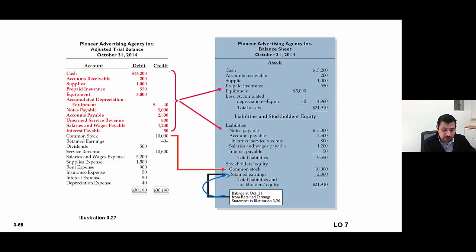Here we get to the balance sheet. We start with all the assets, and then we take the balances from the adjusted trial balance, then the liabilities, and after that we take the common stock. All these are from the adjusted trial balance. The retained earnings amount comes from the retained earnings statement. And here again, total assets must equal total liabilities and stockholders' equity.